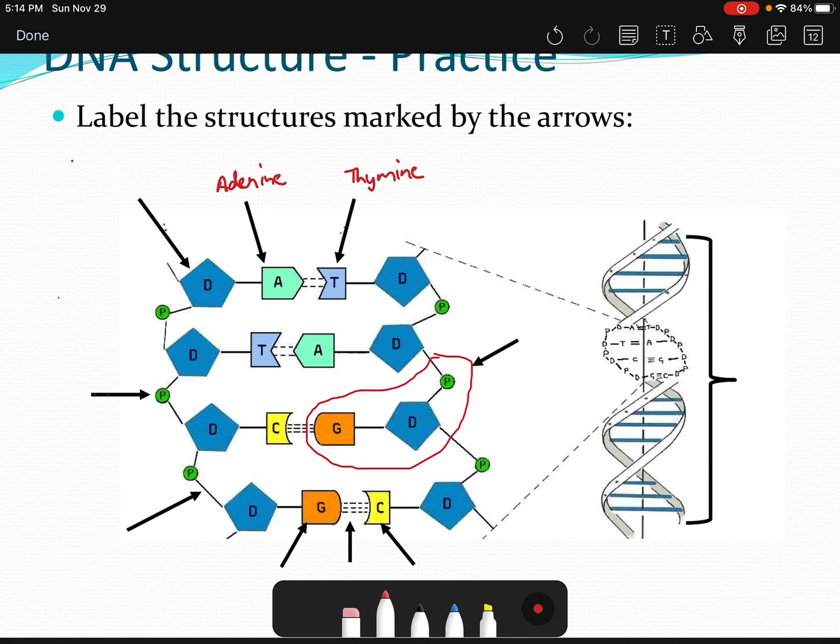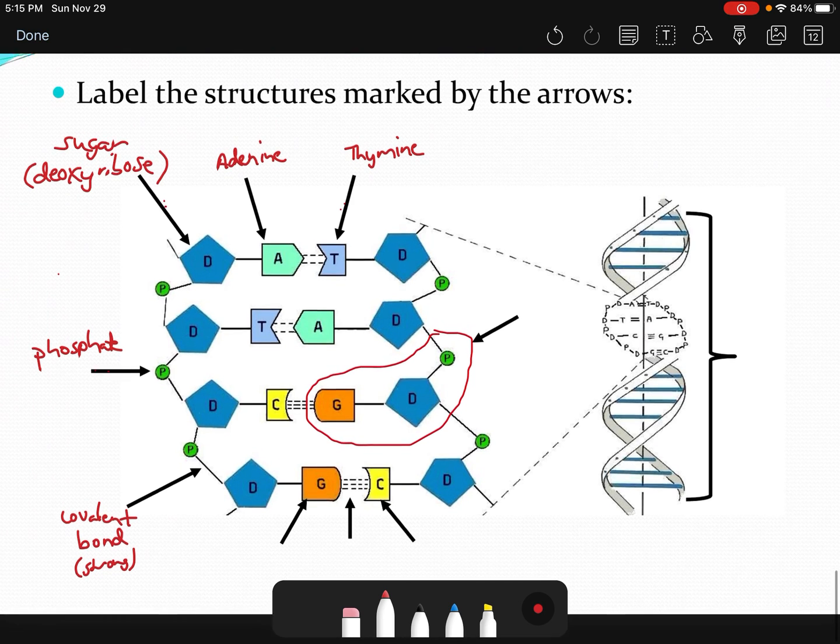The D is your sugar, and the reason there's a D by it is because it's deoxyribose. Okay, the phosphate group, that's what the P stands for. And notice these alternate down the side, sugar, phosphate, sugar, phosphate, sugar, phosphate. What kind of bonds hold the phosphate and the sugars together? Covalent bonds. They're strong, okay? So the sides of your DNA molecule should never break apart there.